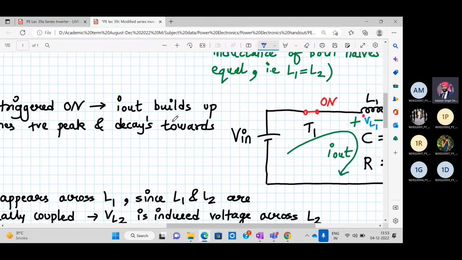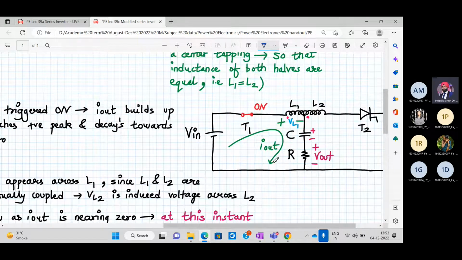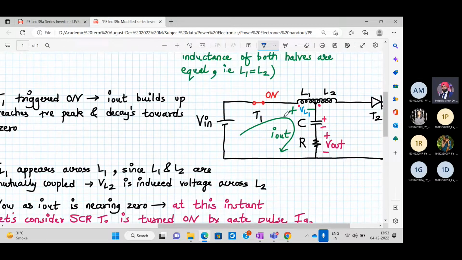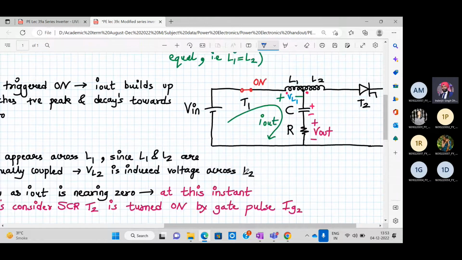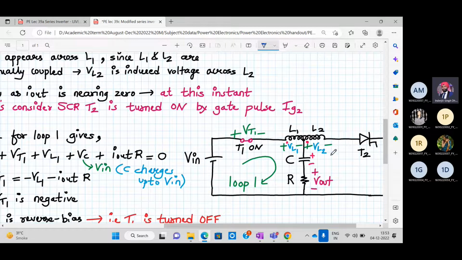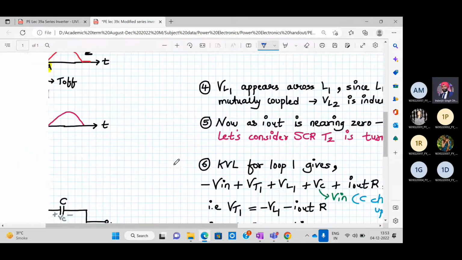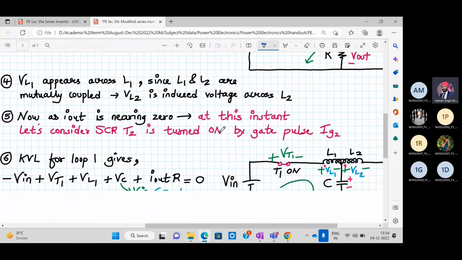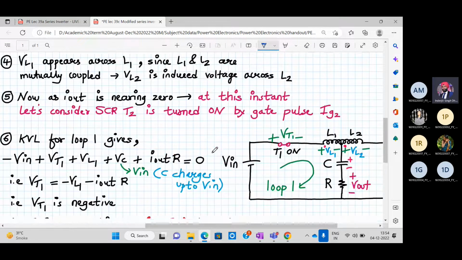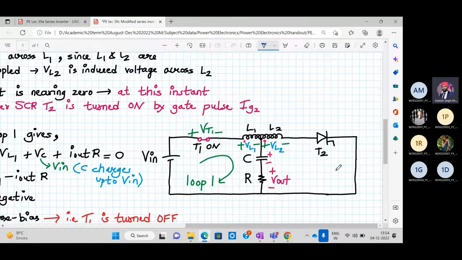So let's say your T1 is triggered. I out builds up, reaches a positive value and decays towards 0. Because of this, VL1 voltage is induced across L1. Since L1 and L2 are mutually coupled, VL2 voltage will also be induced across L2 like this. Now let's say I out is nearing 0 but has not reached 0, and we have triggered T2 now. What should happen if you trigger T2 now? T2 has been triggered by the gate pulse, so T2 is on now.